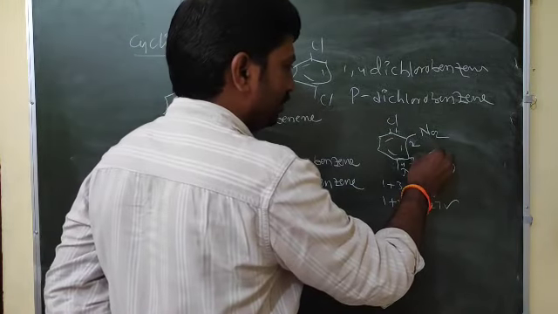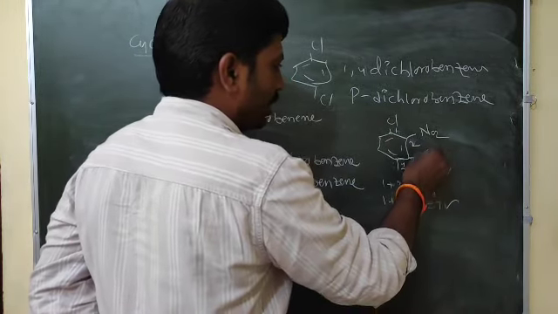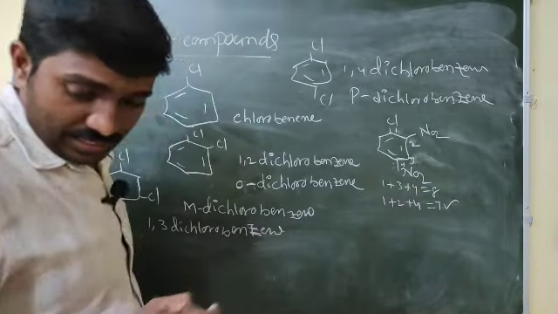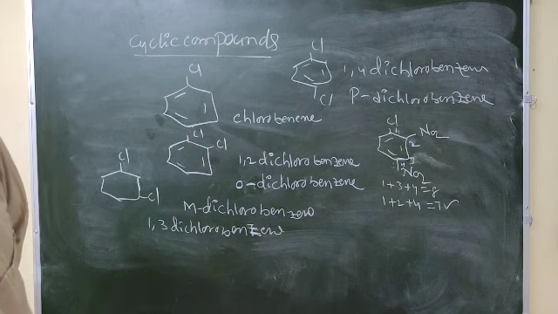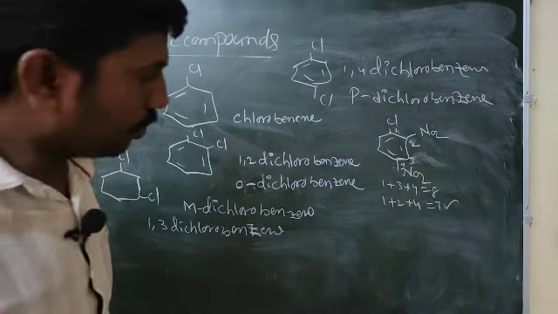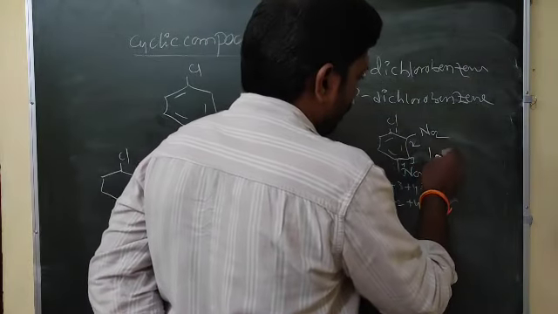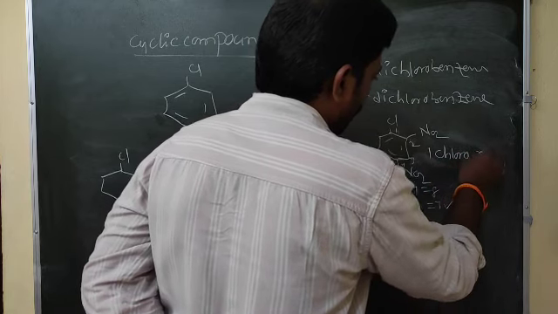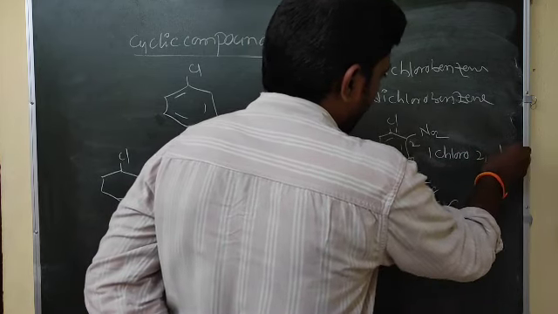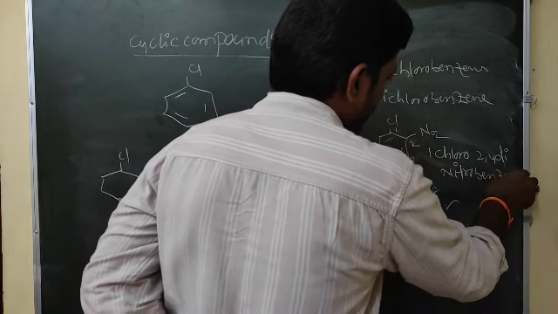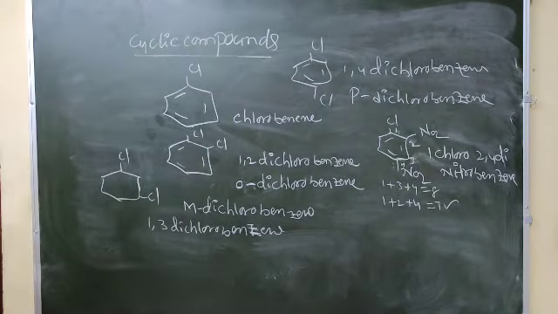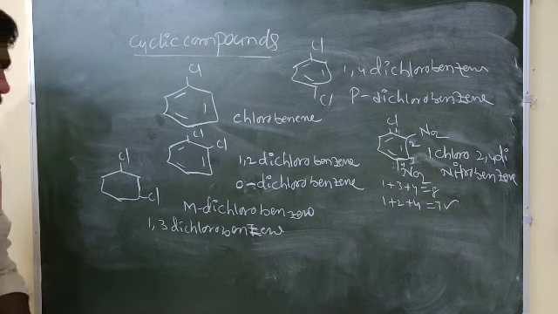The name of this is 1 chloro 2,4 dinitrobenzene. 1 chloro 2,4 dinitrobenzene. So these are the cyclic compound names. We will write like this. Okay.